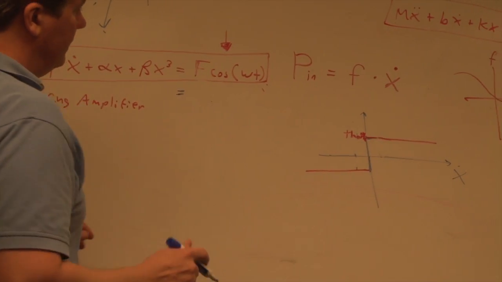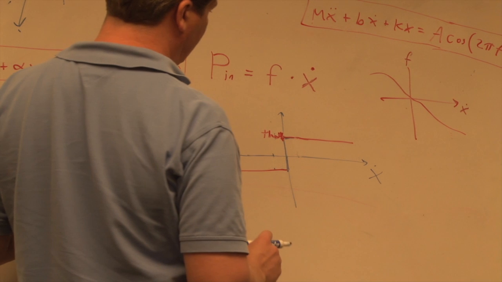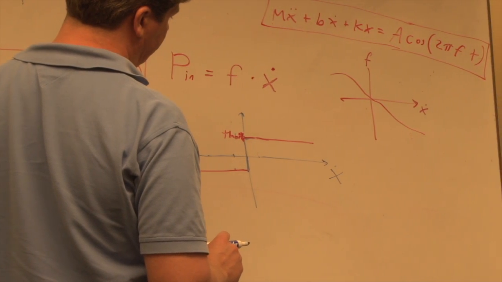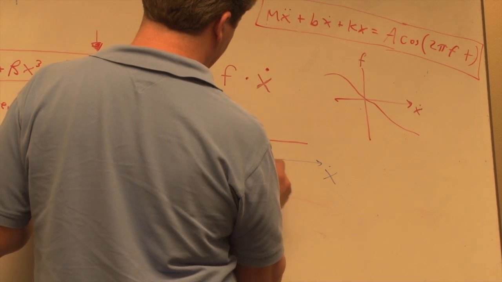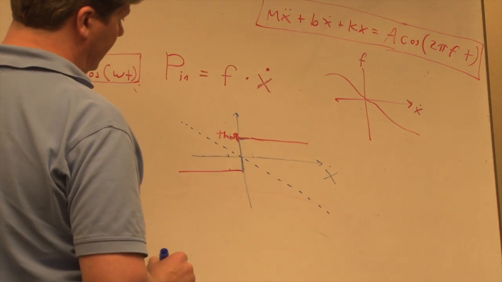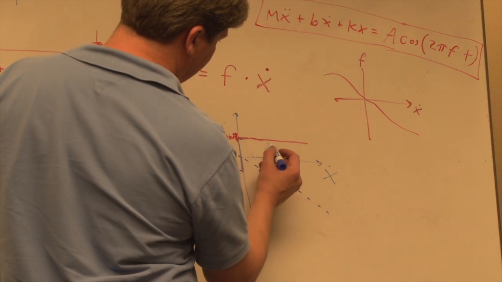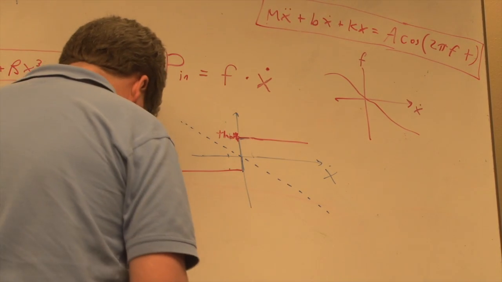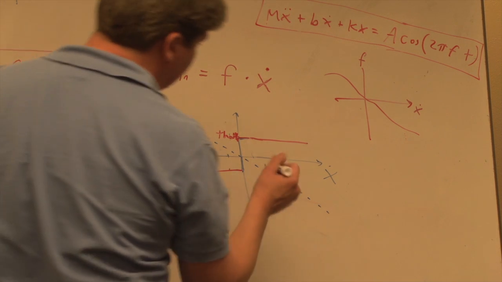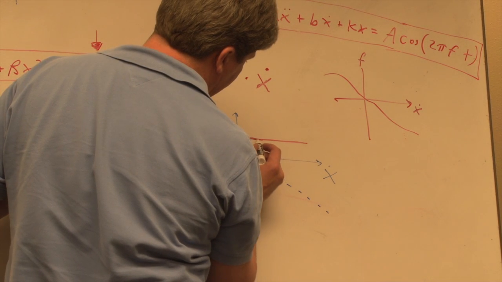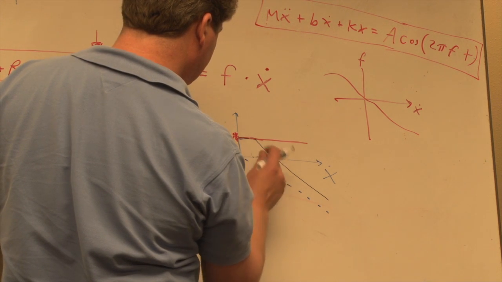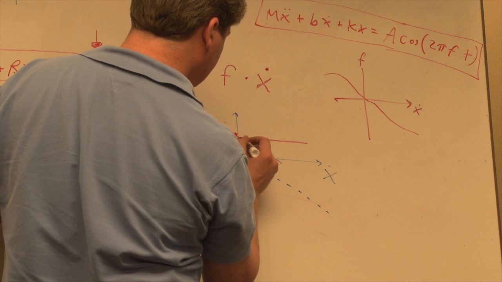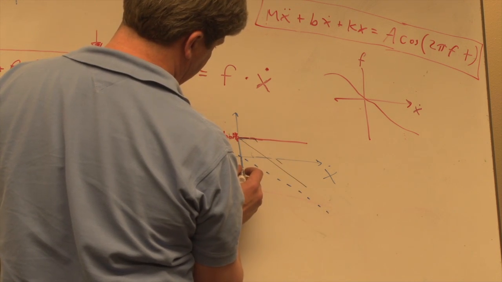So if you plot on the same graph the damper, you're gonna have some negative damping here. It's gonna be that curve. If you add these guys up, the effective overall damping is going to look like that, right?